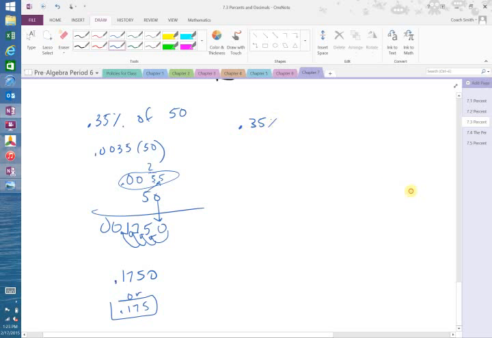Change a decimal percent to a decimal. Have to move it 2 places to the left. Therefore, you get 0.0035.